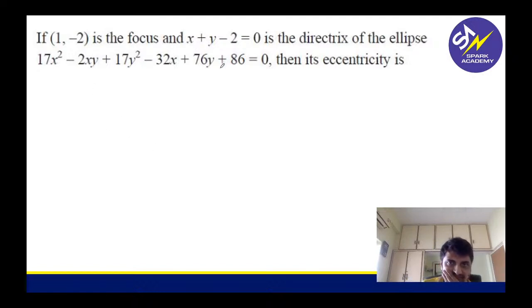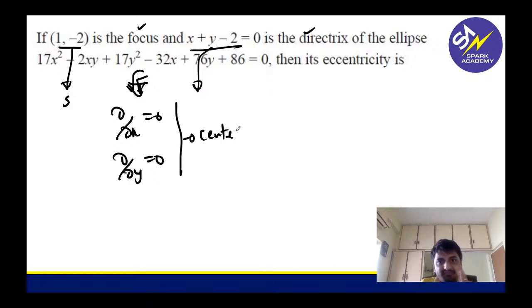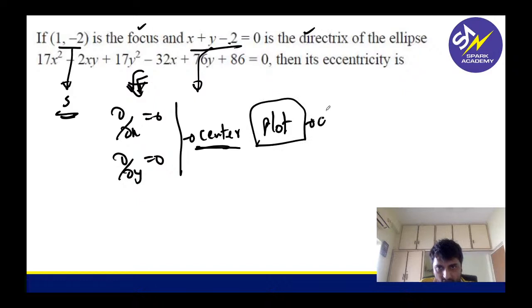What about this, guys? A lot of visualization is required. So this is the focus, right? Focus is given. Directrix is given. What else do we need? Center. How to find out the center? I already told you, for any conic, dou by dou x equal to 0, dou by dou y equal to 0, you will get the center. Then once you know the center, the focus, and the directrix, plot, draw, right? And then find out its eccentricity.